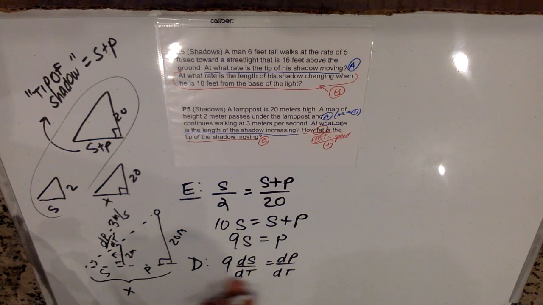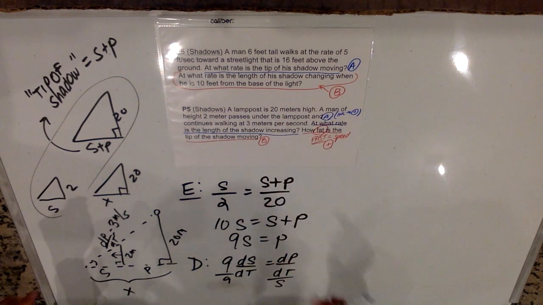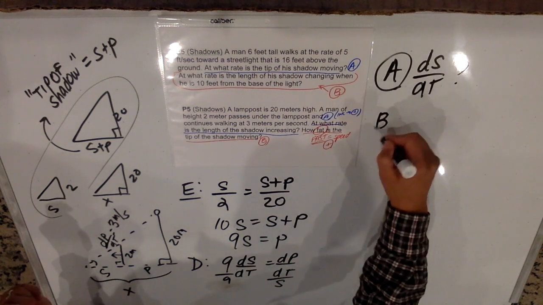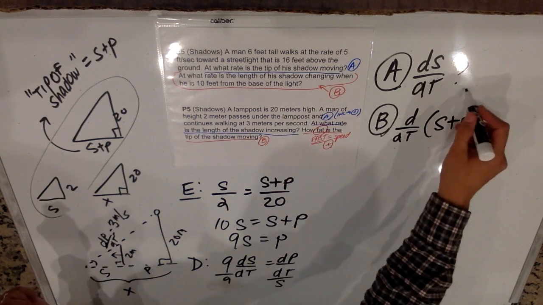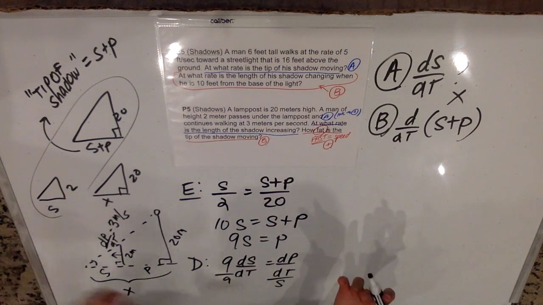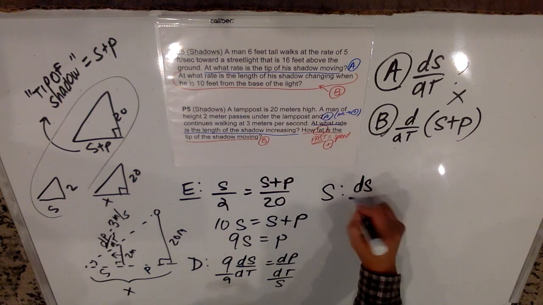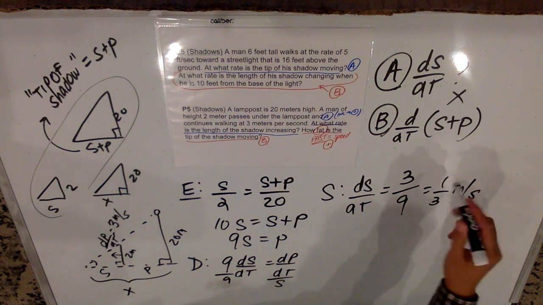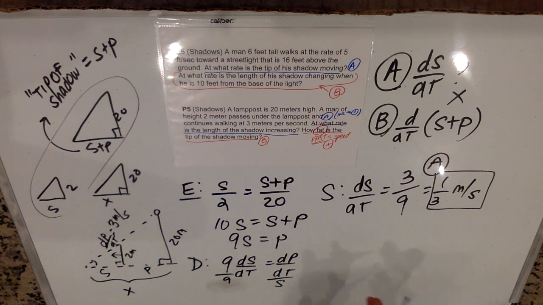So essentially I can divide the 9 over now if I want. A quick heads up: at what rate is the length of the shadow increasing? Well, a is going to be ds dt, and b is going to be the derivative with respect to time of s plus p, which we called x before. So essentially it's going to be ds plus dp. When I substitute my specific values, I get that ds dt is 3 divided by 9, or 1/3 meters per second, right? So this is my answer to the first one. This is A. That's how fast the length of the shadow is changing.